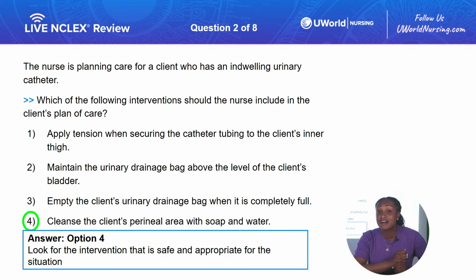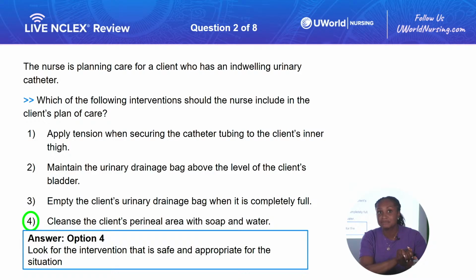Option 1, we do not apply tension when securing the catheter tube. Not only is that uncomfortable, but it can cause trauma to the urinary tract system itself. So never apply tension. You always want to give a little slack, especially so they can move their leg. Option 2, maintain the urinary drainage bag above the level of the client's bladder. Again, this is incorrect because we don't want to usually ever have it above the client's bladder. You want it below so that urine won't backflow back into the client, which could cause the urinary tract infection.